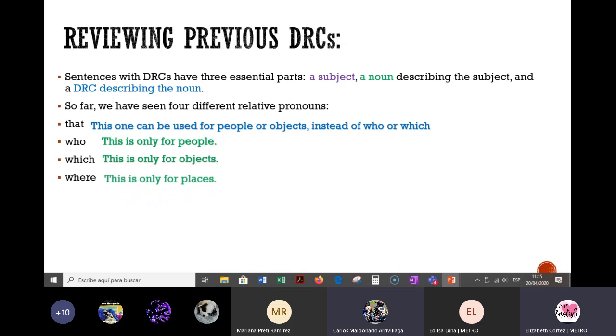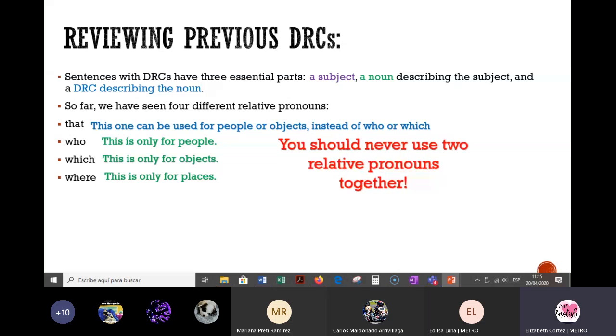Places. Very good. Where is used to describe places. And remember, guys, you should never use two relative pronouns together. That was a problem I saw a lot in the album: you thought that because that can be used for people and objects, you could use it together with who or which, and no, we can only use one. For example, Mark Anthony, the singer who that was married to J-Lo.